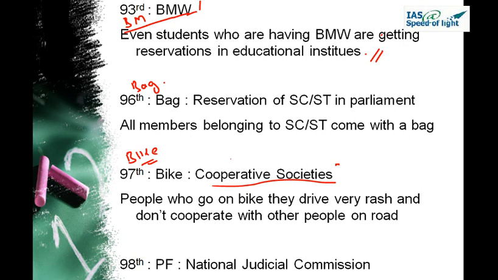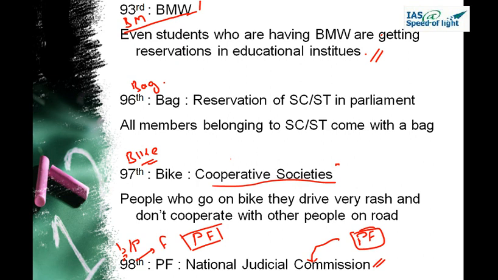98th Amendment Act, that is B or P. Okay, it can be either B or P. We saw that 9 can either be B or P, and 8 is F. So it becomes PF, our Provident Fund. It talks about the National Judicial Commission, setting up of the National Judicial Commission. So anybody who comes to the National Judicial Commission, they get a very good Provident Fund. PF becomes Provident Fund. So here we complete all the important constitutional amendment acts.